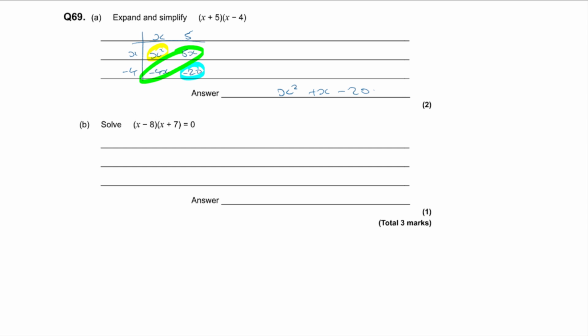B. Solve x minus 8, x plus 7 is equal to 0. Got two brackets multiplied together and I get 0. That means one of them must be 0 or the other thing must be 0. Now if x minus 8 is 0, then x was 8. If x plus 7 is 0, then x was minus 7. Okay, so my answer is x is 8 or x is minus 7.